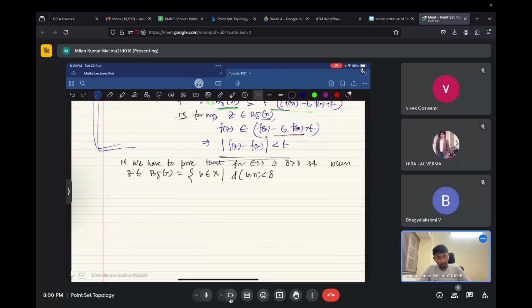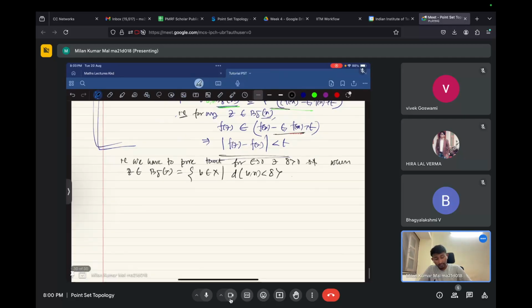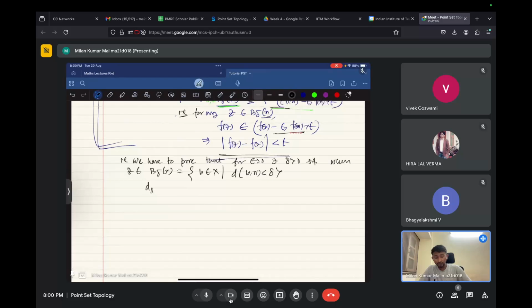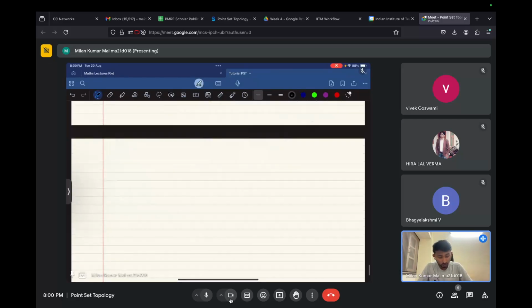This is the B delta of x, such that when z belongs to S, this |d_A(z) minus d_A(x)| should be less than epsilon. That is what I need to prove, right? So now that is what I need to prove.